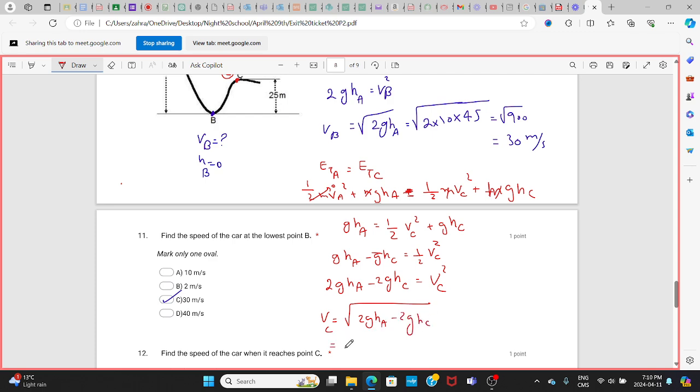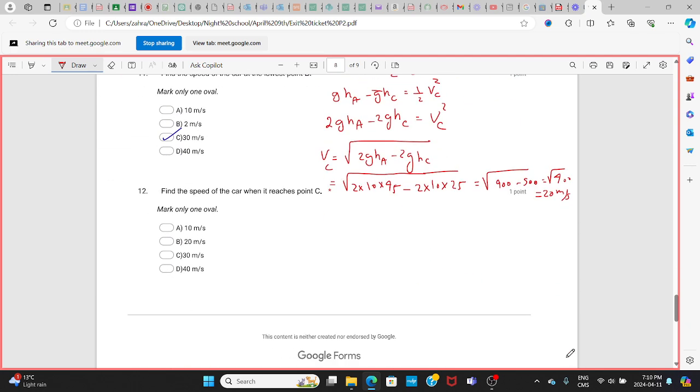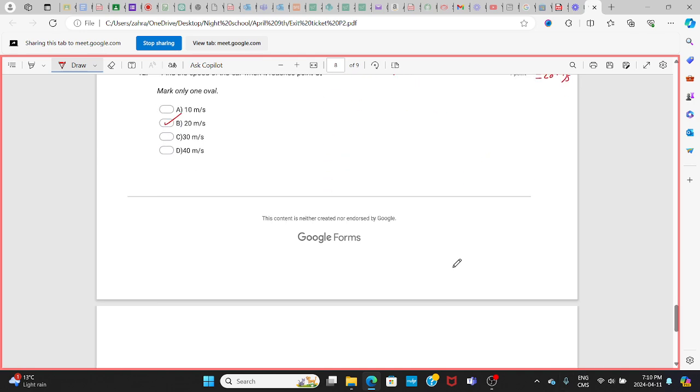I'm going to put these numbers: 2 multiplied by 10 multiplied by 45 minus 2 multiplied by 10 multiplied by 25. So that would be 900 minus 500. That would be 400, which will give me 20 meters per second. Okay, so that would be answer B. Okay, any question?